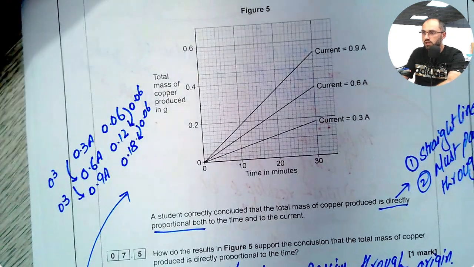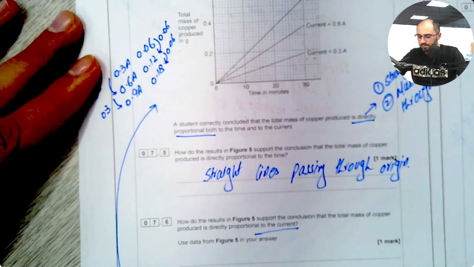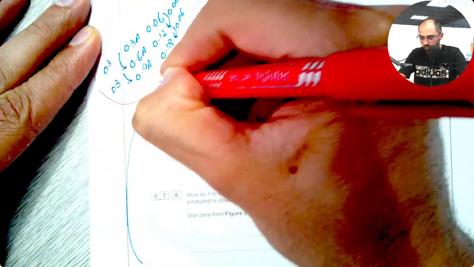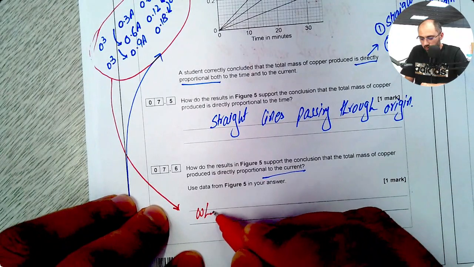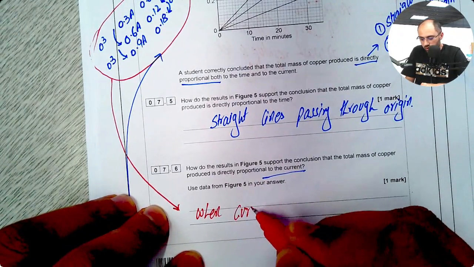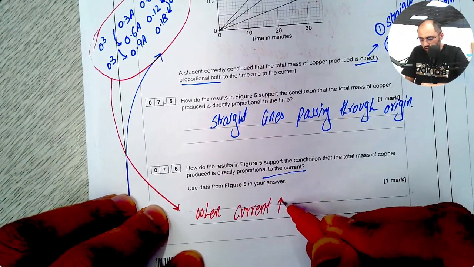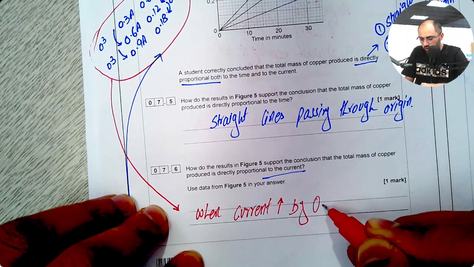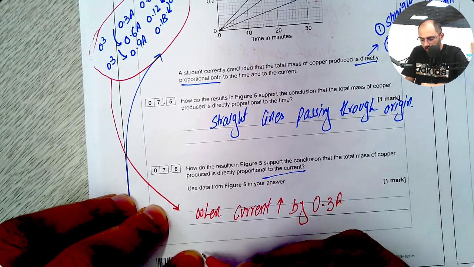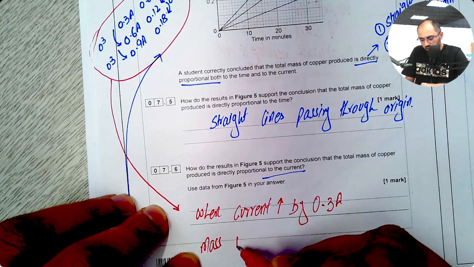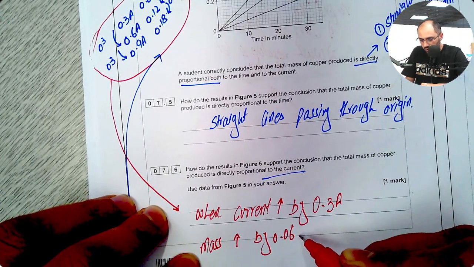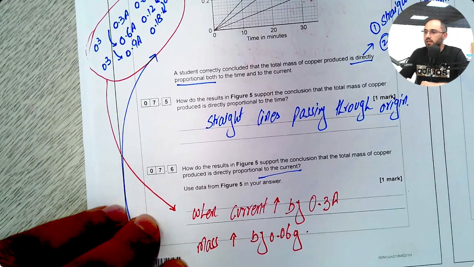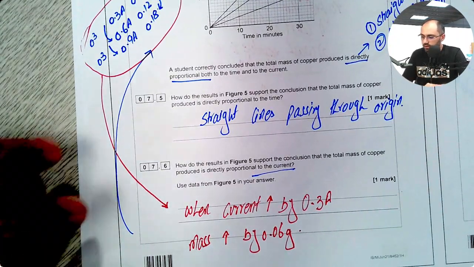So I can use this data and I can say when current increases by 0.3 amps, mass increases by 0.06 grams, and that would be the acceptable answer.